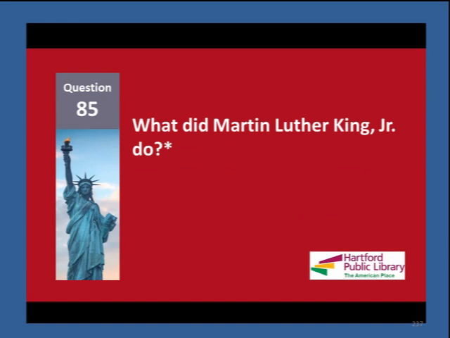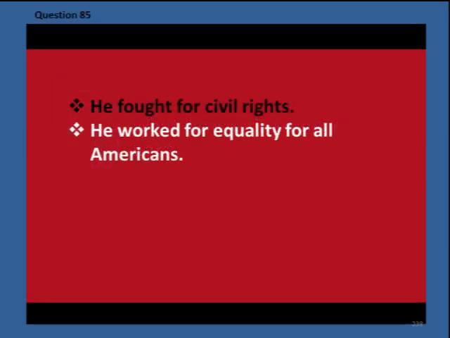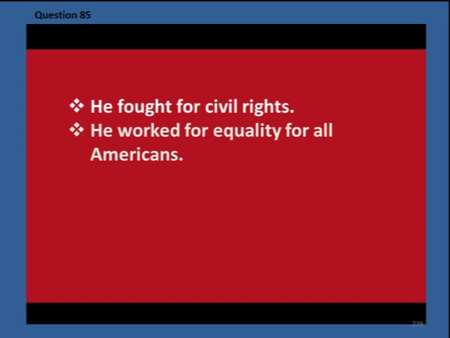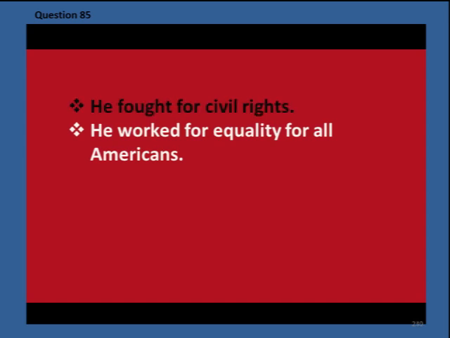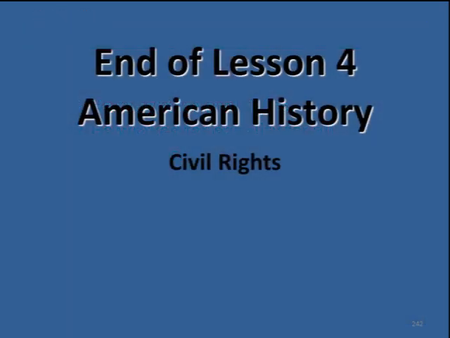Question 85. What did Martin Luther King Jr. do? Fought for civil rights. Martin Luther King Jr. fought for civil rights and worked for equality for all Americans. This is the end of Lesson 4.